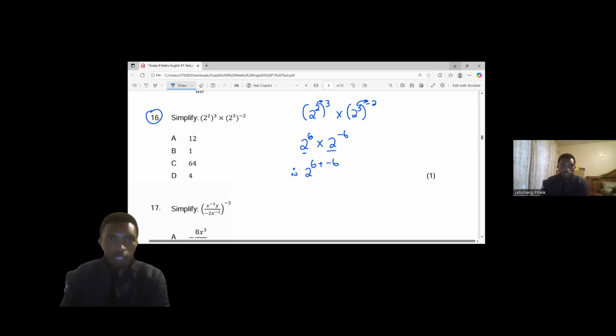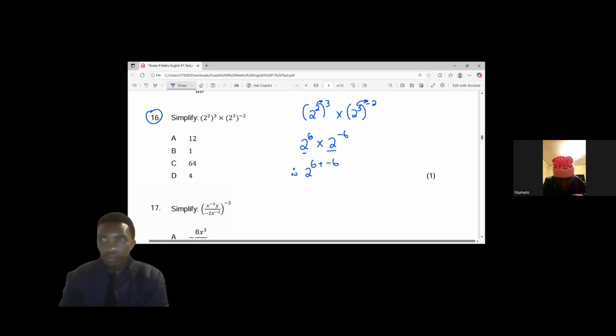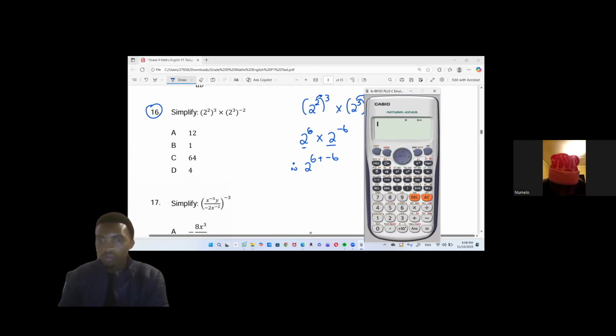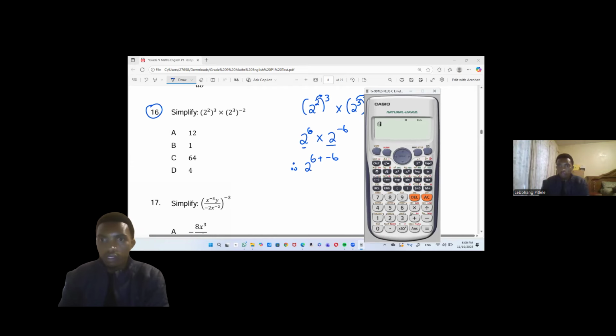Anyone who has a calculator with them, which all of you should be having with you now, quickly check how much that gives us. Quickly check. 6 plus minus 6. How much is that? 0, right?